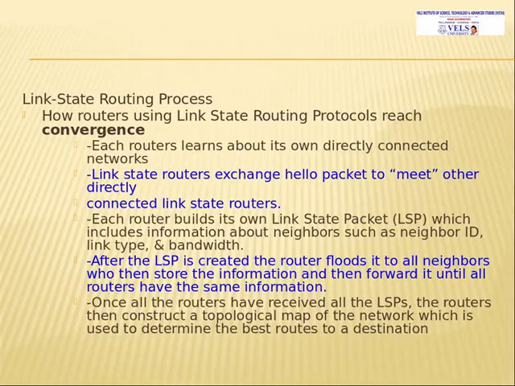So in link state routing, first it updates the routing table with directly connected networks, and next it sends an LSP. LSP is a link state packet. In that packet there are 3 fields: neighbor ID, link type and bandwidth. These 3 fields will be filled in by the neighbors, and then it will be forwarded to the next neighbor.